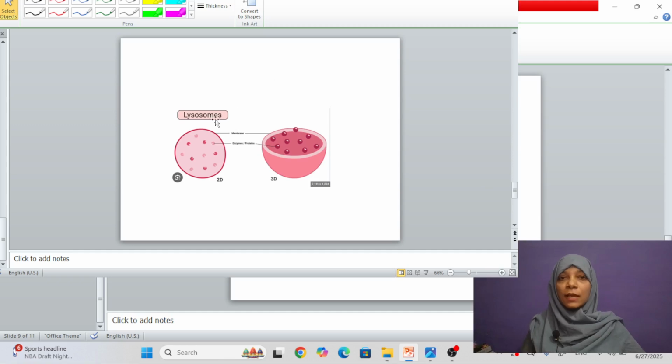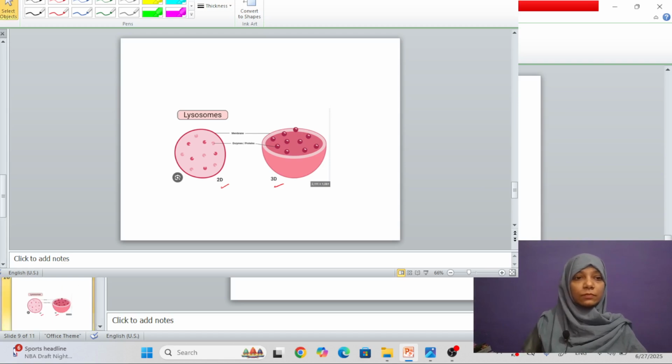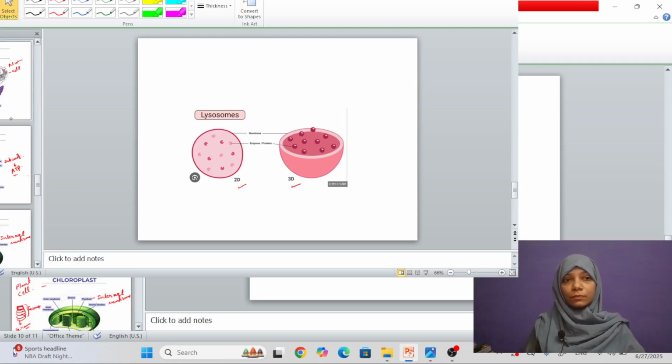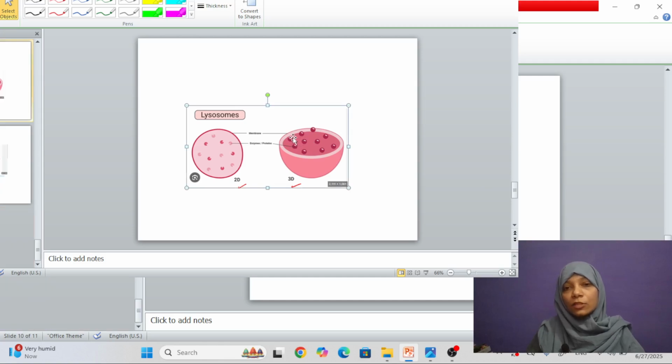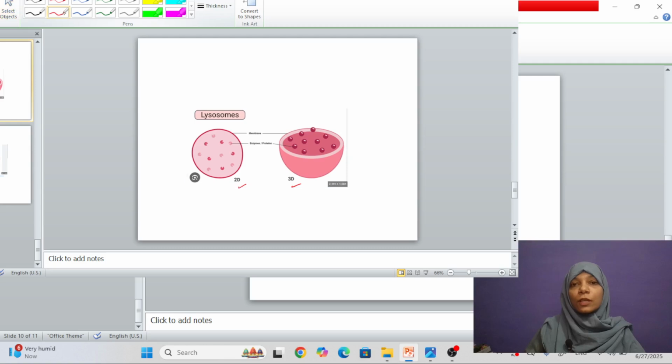Now the next structure. This is the structure of the lysosome. This is the 2D structure and this is the 3D structure. And ribosome. This is the structure of the lysosome. This is the membrane of the lysosome, and here some enzymatic particles are present, which are very important for the digestion of different types of cell vesicles.